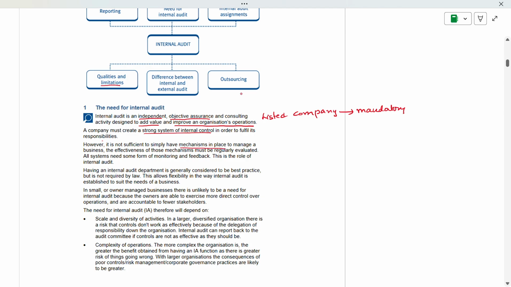You don't say that I have a mechanism. You don't say that I have a biometric system. We should not say that there are CCTV cameras. The CCTV cameras have to work. You have to review. That is the purpose. It is not just about saying it has a mechanism in place to manage the business. We want the effectiveness of those mechanisms. Controls should work.